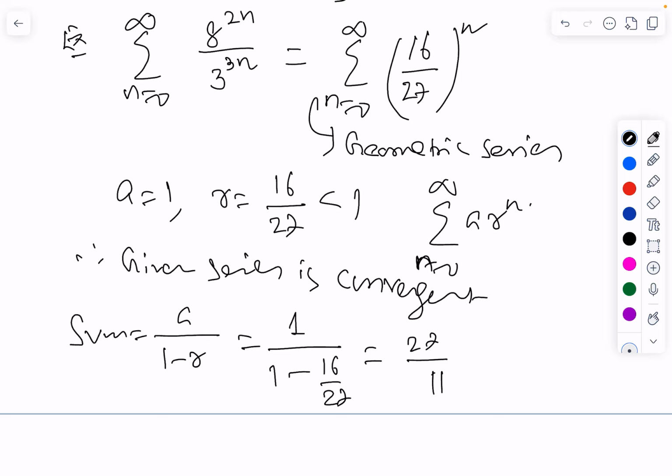I made a mistake with the 16. So let us change this. Instead of 8 power 2n, let us write 4 power 2n, because 4 squared is 16. And okay, so now it is correct.